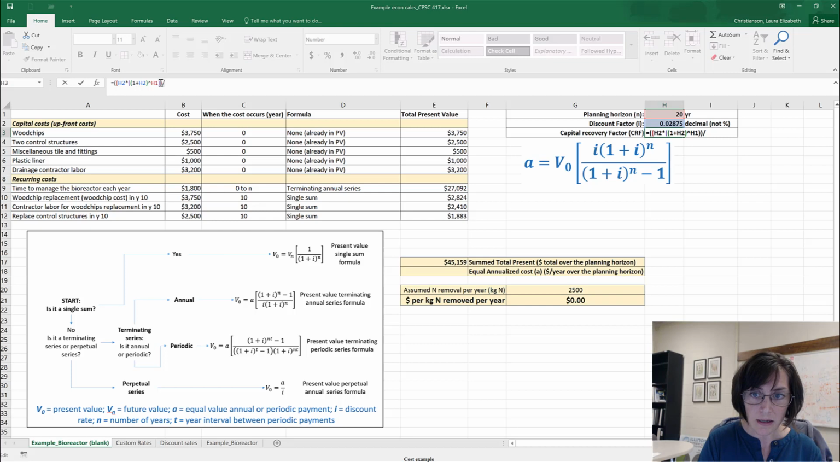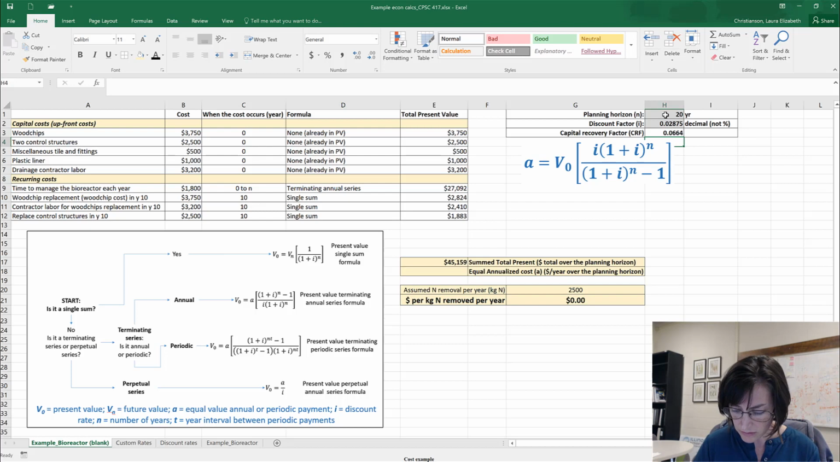Divided by parentheses from my denominator: 1 plus I, close parentheses, raise that to the N, close parentheses for that part, minus 1, close parentheses for my denominator. Okay, and I have an extra set of parentheses in there, but that's okay. So my capital recovery factor is 0.664.